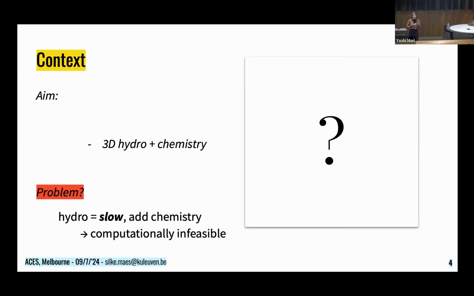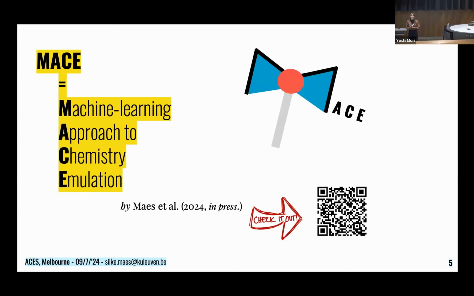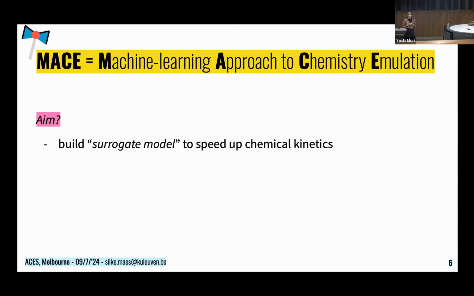So we need to overcome these issues, of course, and that's why I introduce you today to MACE, which stands for a machine learning approach to chemistry emulation. The work that I will be presenting has recently been accepted for publication and it's already on arXiv. So if you are interested and are enticed by what I will tell next, please go visit the paper already. Now, what is the aim of MACE? I already explained it a little bit.